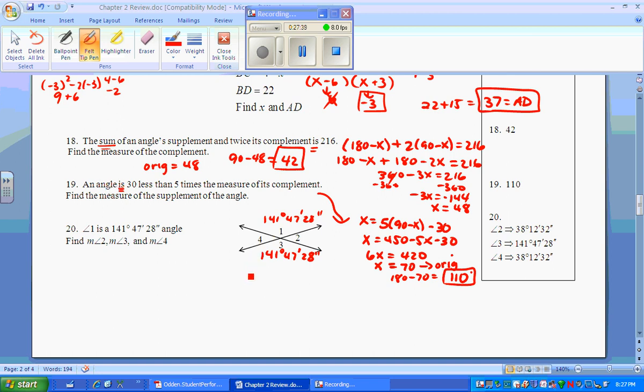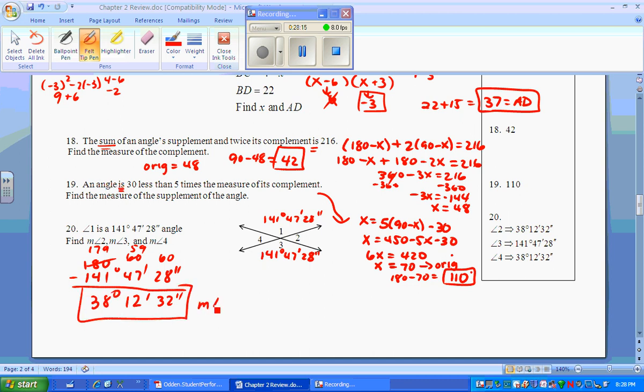So we'll take 180 and we will subtract 141 degrees, 47 minutes, and 28 seconds. All right, over here. So when we do that, we have to borrow. So this is 179, so that makes this 60. Still need to borrow, so 59. And this makes this 60. Subtract the 2, get 32 seconds. Subtract these two, get 12. And subtract these two, get 38. So this answers the measure of angle 2 and the measure of angle 4.